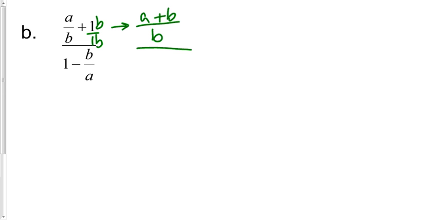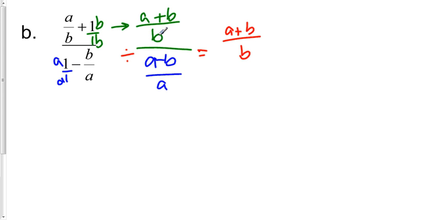Okay, now let's take a look at the bottom of the fraction. I've got a 1 over 1 minus b over a. Well, my common denominator here is going to be a, so I'm going to multiply this fraction by a over a. And what I get is a minus b for the numerator over the common denominator a. Okay, so now I'm ready to divide the two fractions, and remember we're going to flip over the second fraction and multiply. So this is equal to a plus b over b. That first fraction stays the same, times, now I've got to flip this one over, a over a minus b.